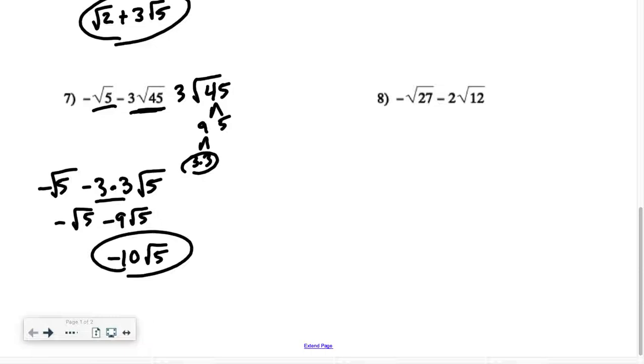Again, here we had to create like radicals. So a little bit different than the previous problem. Number 8, very similar. You can create 12. You can reduce 12 and 27 to where they would end up being like radicals.